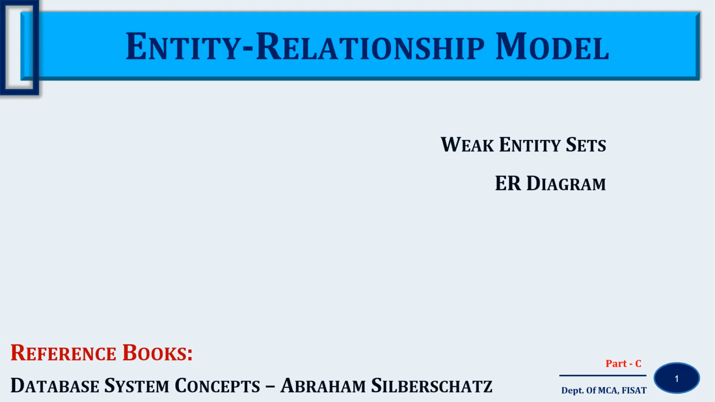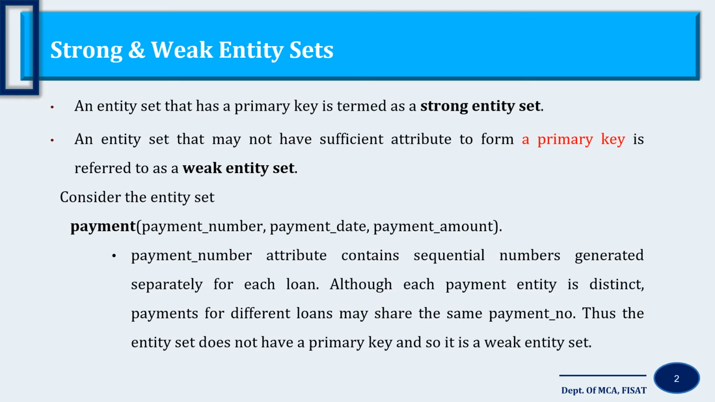Hello everyone. Today in this video, let us discuss the weak entity set and how to draw an ER diagram. We'll be having two types of entity set, strong entity set and weak entity set. An entity set that has a primary key is termed a strong entity set. You will be knowing what you mean by primary key, right? By means of this primary key, we can uniquely identify an entity in the set. So if the entity set contains a primary key, then it is said to be a strong entity set.